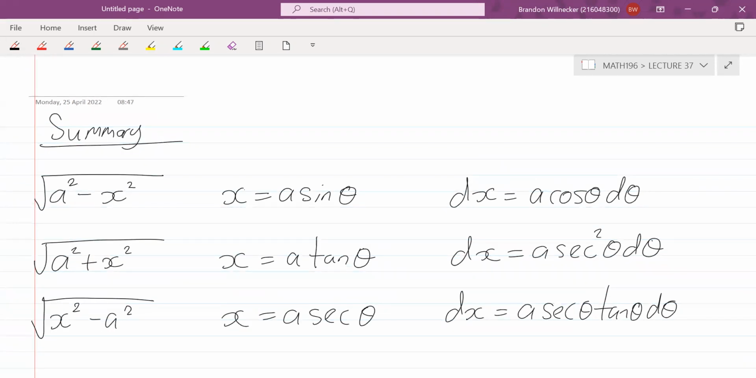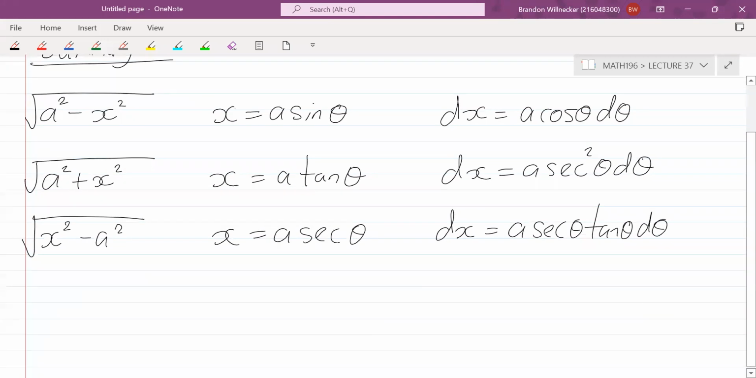Okay, so those are the 3 things you need to look out for. The first column is what's going to appear in your question. The second column is the substitution you need to make. And the third column is how you handle the differential. So we're going from x variables to theta variables.